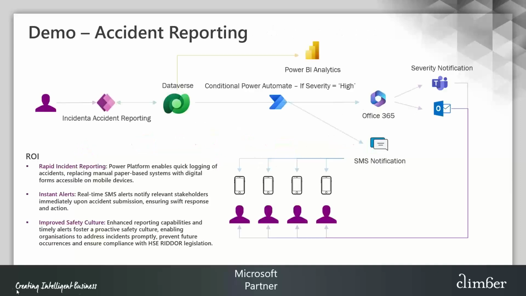Power BI and the Power Platform can automate that. So we have the accident reporting system save the data into the Dataverse. We can pass some of the data to Power BI so we can start doing analytics over the top of the accidents themselves. Also, we have a conditional Power Automate. When a new accident is logged, if the severity is high, people around the business are notified via the standard Office 365, or we can use a third-party API which will send an SMS notification to whoever needs to know that a high severity accident has happened.